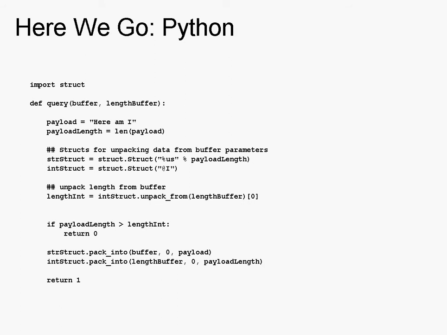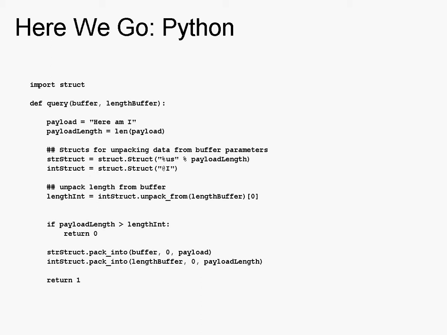Here we go in Python. Our makeQuery Python module file defines the following function. This function, called query, takes two buffers and defines a payload and a payload length. Next, it creates two structs for unpacking data to and from buffer parameters. This is merely for convenience, so I do not have to deal with buffers on a byte per byte basis.